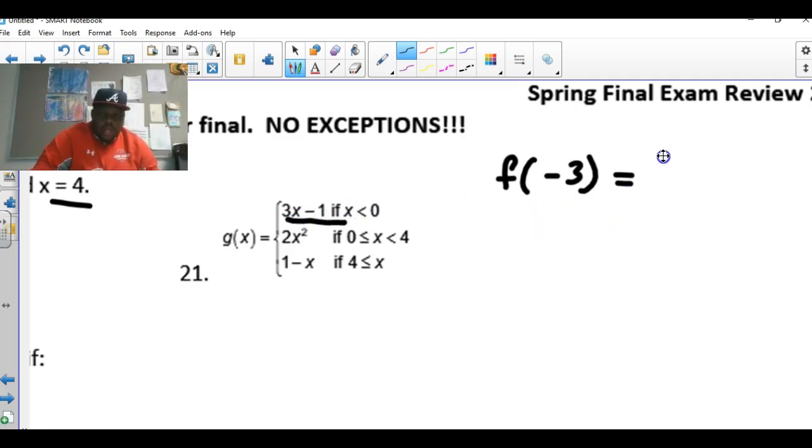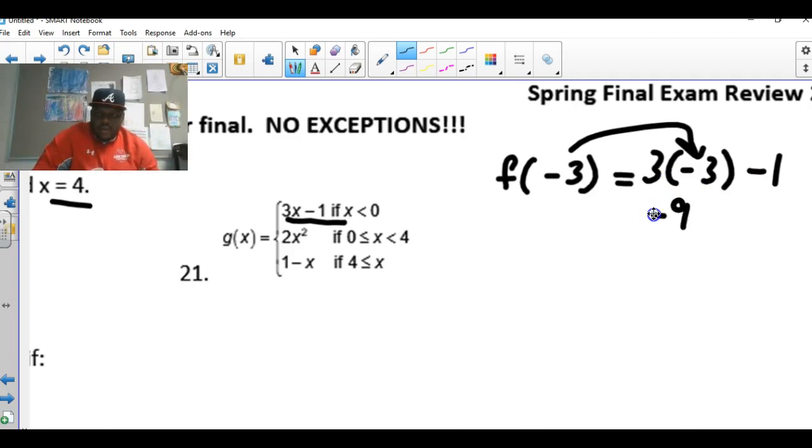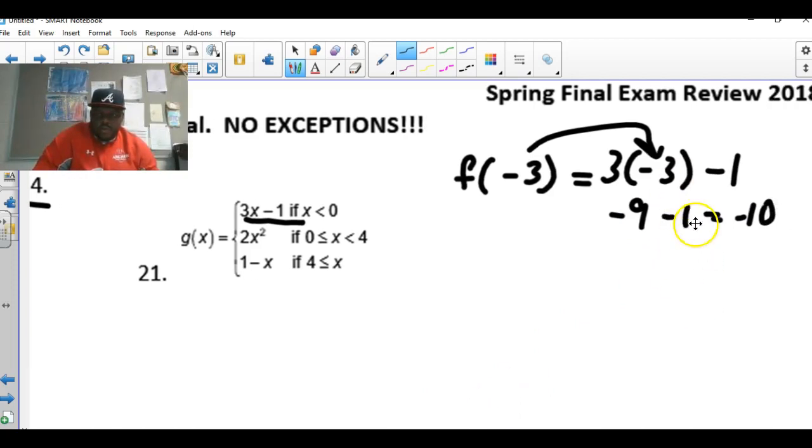So I'm going to evaluate it as 3 times -3. Plug in that x, where x was -3. So what you get is 3 times -3 is -9 minus 1, which is -10. All right, so we get -10 right here. Let me slide that over for you.